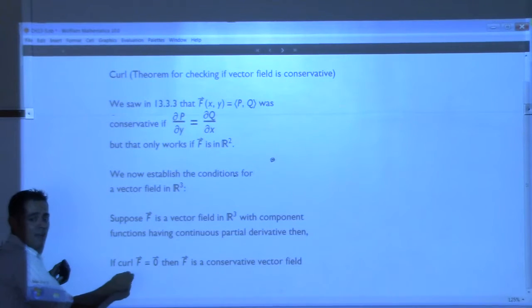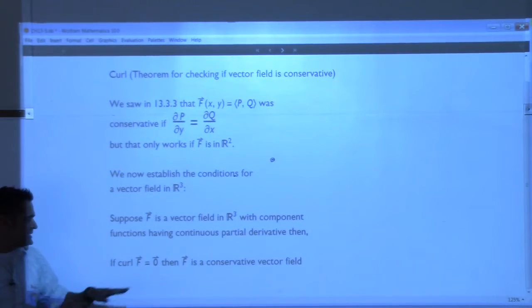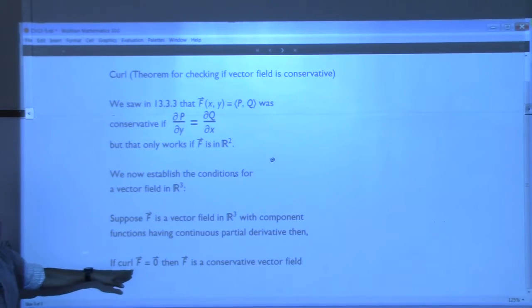And this is now the check. We started earlier and asked, what if we have a vector field in 2-dimensional space? We had a quick check for it, right? But if it was in 3-dimensional space, we didn't have a quick check for it. This is our quick check for 3-dimensional vector fields. Calculate the curl. If you get the 0 vector, you are looking at a conservative vector field.